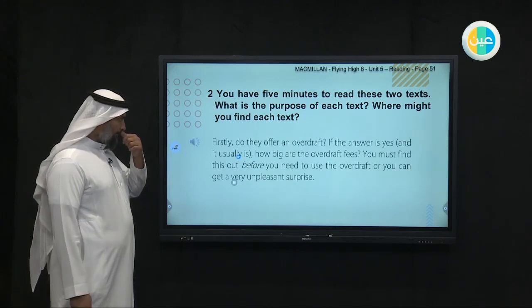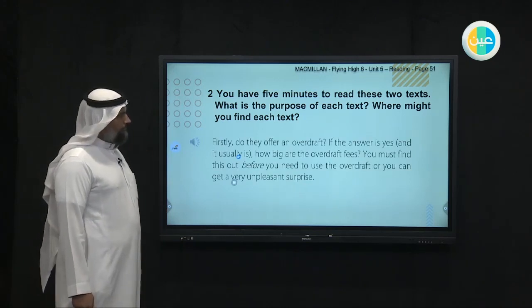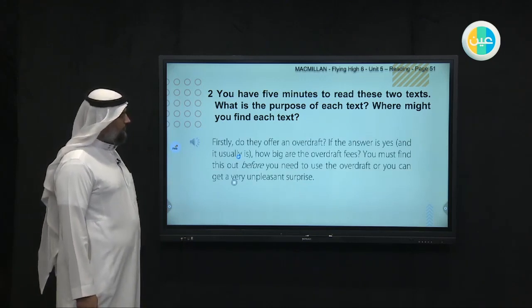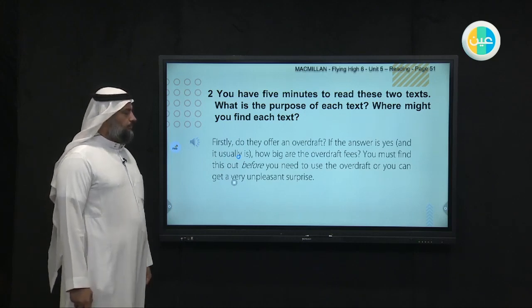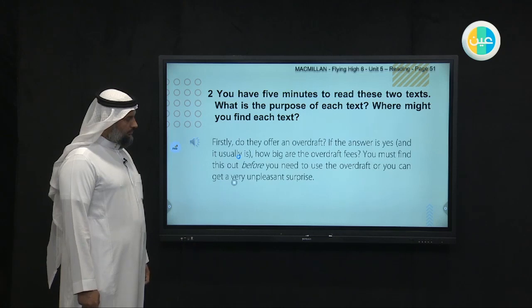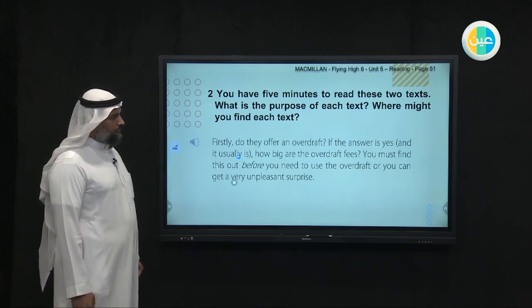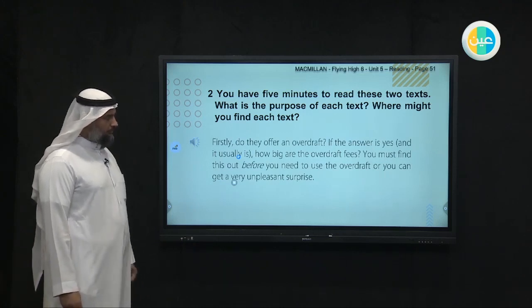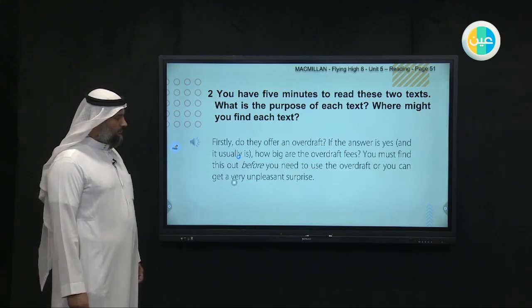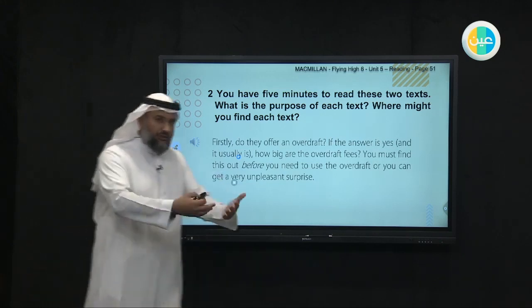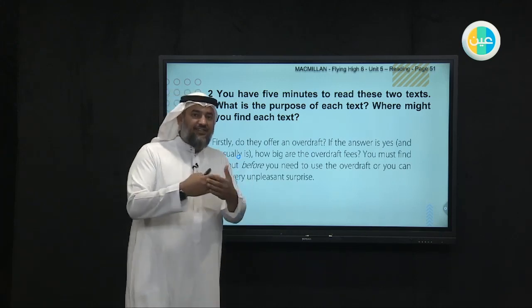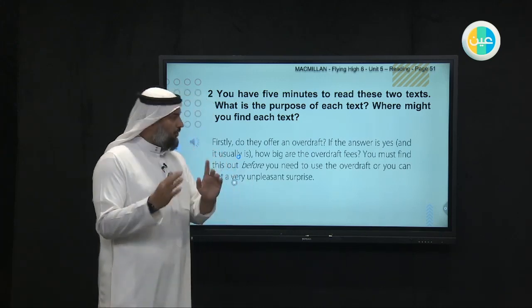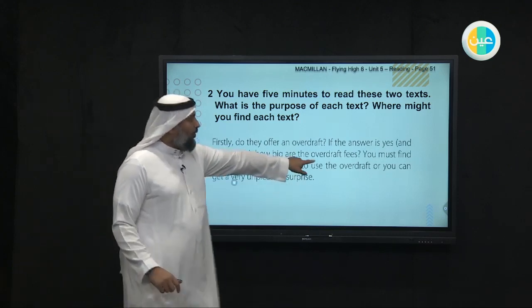First, do they offer an overdraft? If the answer is yes, and it usually is, how big are the overdraft fees? You must find this out before you need to use the overdraft, or you can get a very unpleasant surprise. Okay, now, but before you take these incentives, muhaffizat, before you take these gifts, you have to ask about things. The most important thing is the overdraft.